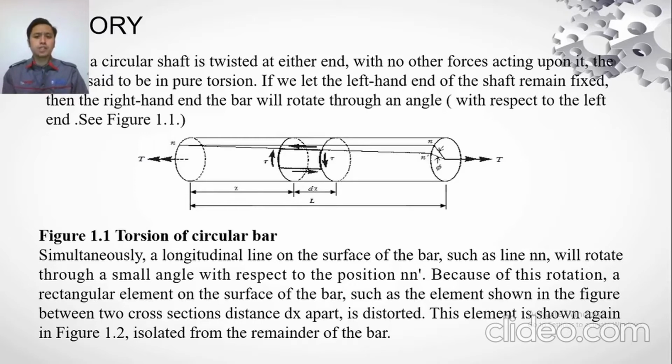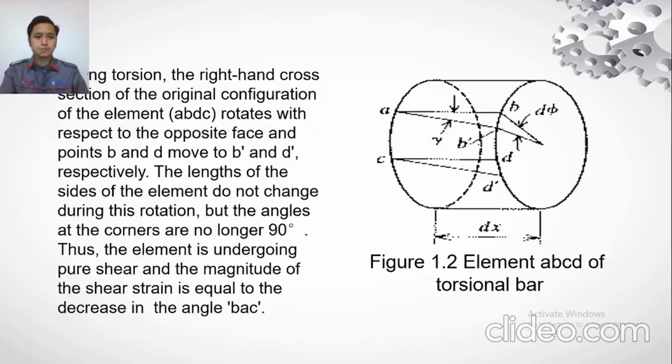Because of this rotation, a rectangular element on the surface of the bar, such as the element shown in the figure between two cross-sections a distance dx apart, is distorted. This element is shown again in Figure 1.2, isolated from the remainder of the bar. Okay, this is Figure 1.2, which is element ABCD of a torsional bar.